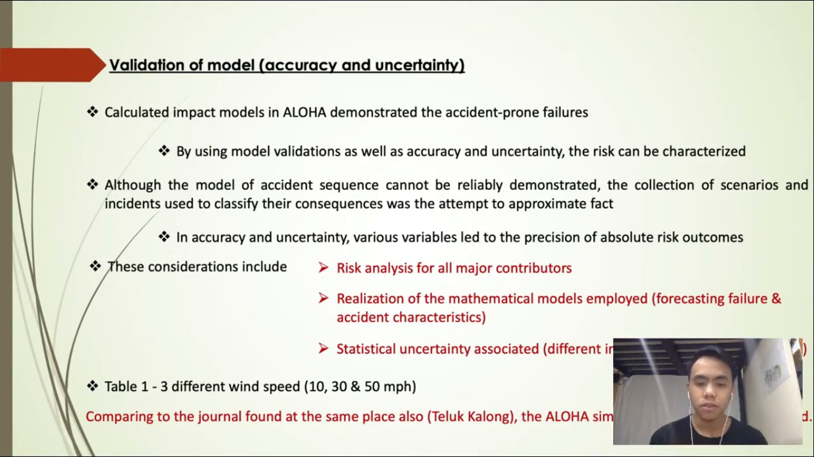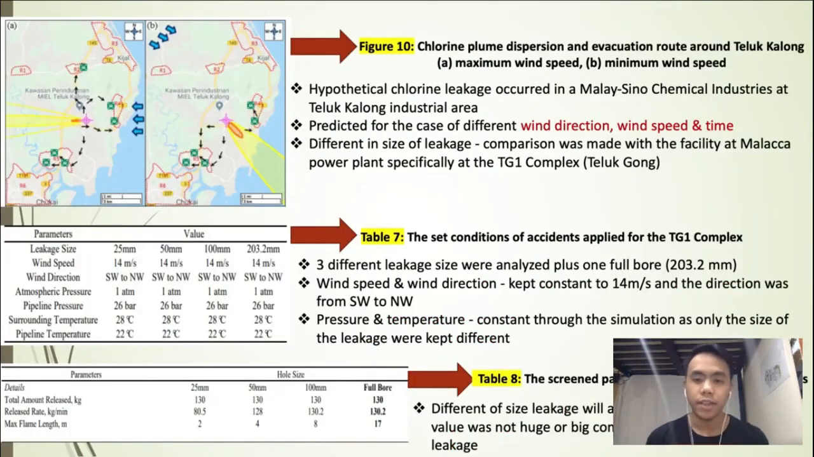From our results, Table 1 to Table 3 at different wind speeds, we compared this to a journal we found. It is the same place, which is in Malaysia, particularly Teluk Kalong. Also, they used the ALOHA simulation for this analysis. For Figure 10, you can see that chlorine was used as the main chemical compound, at the Malay Sino-Chemical Industries in the Teluk Kalong industrial area.